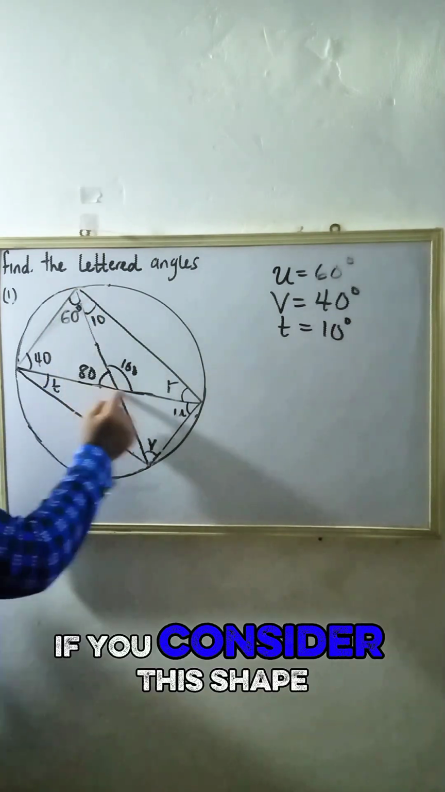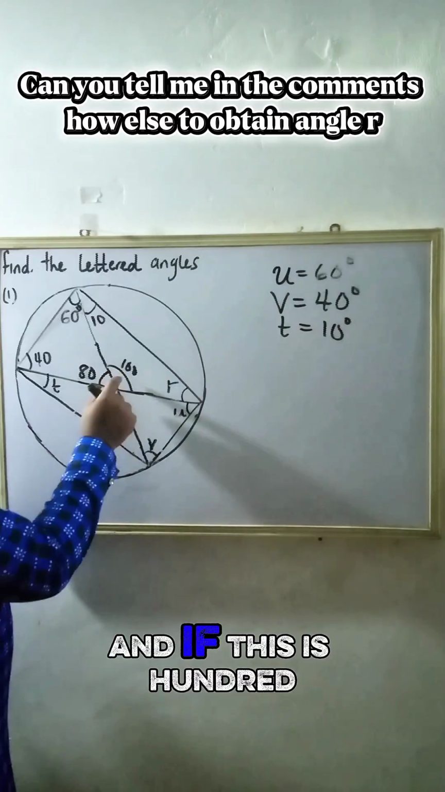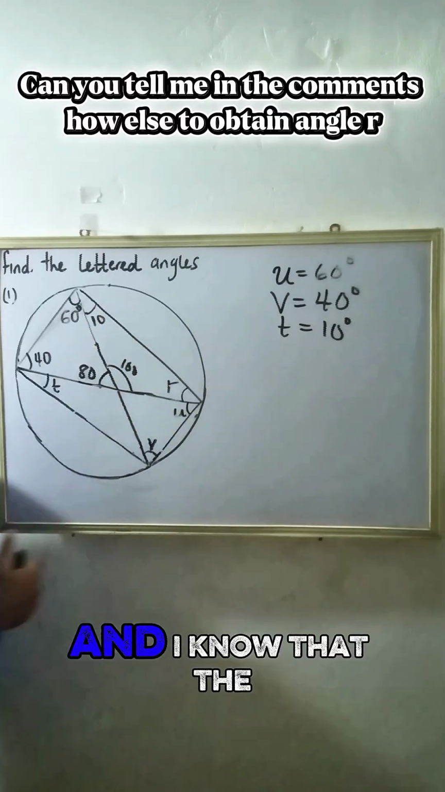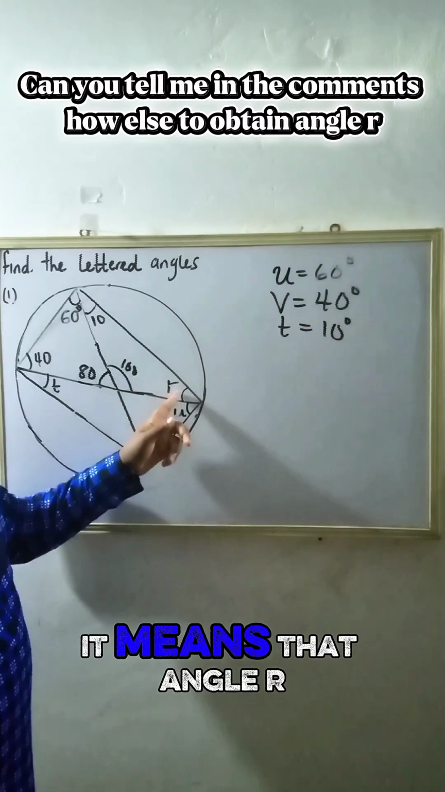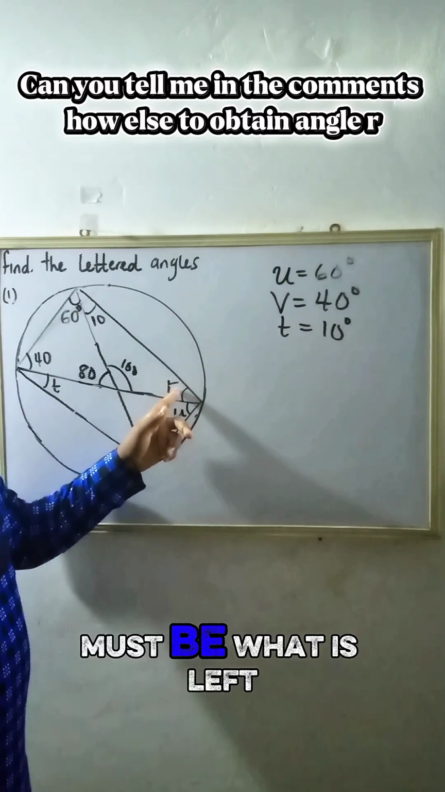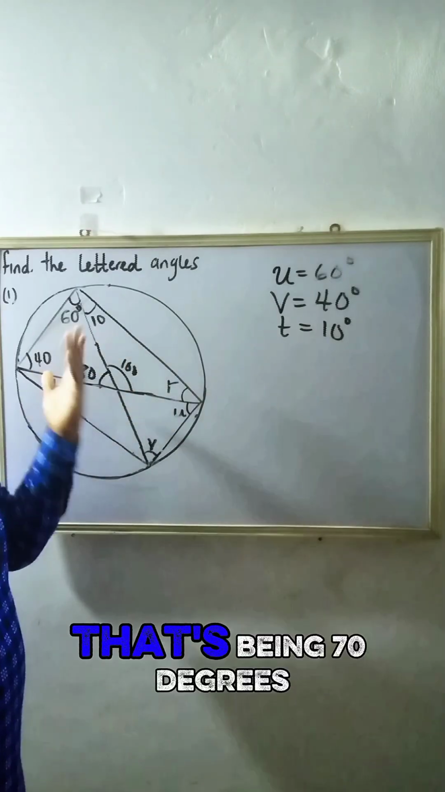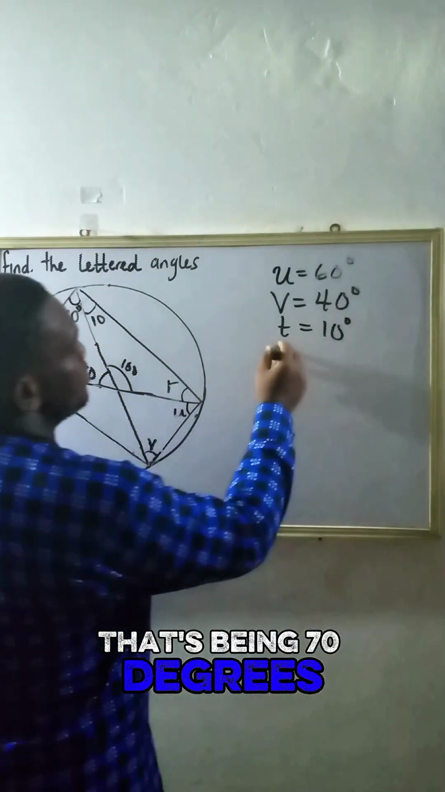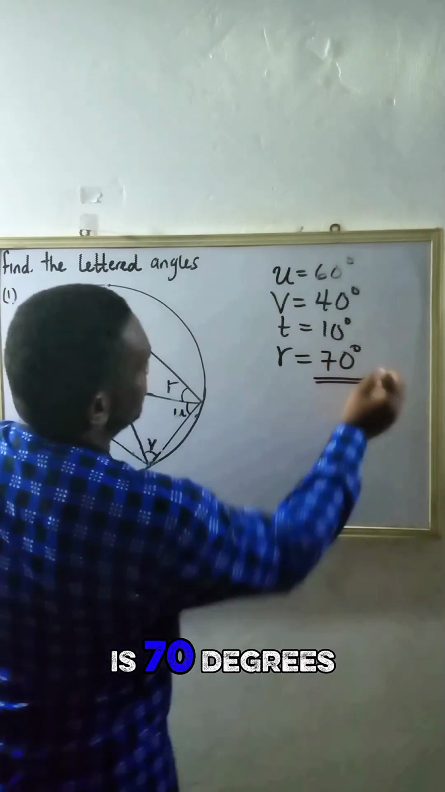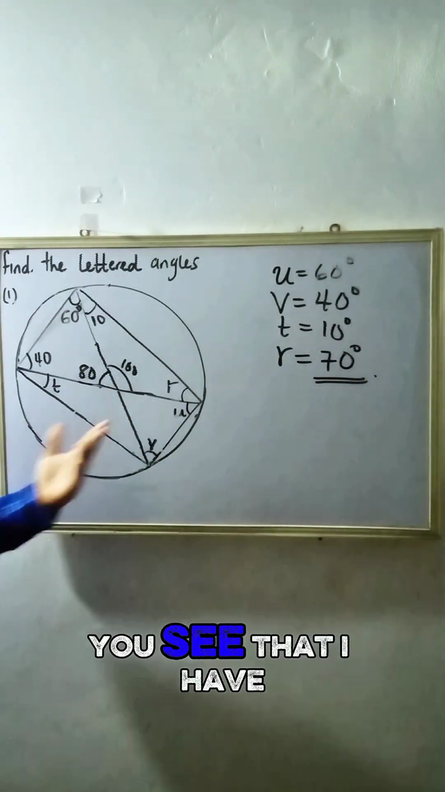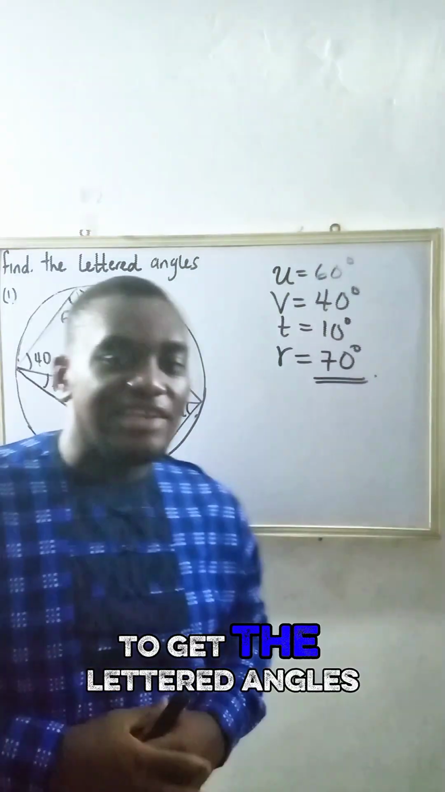Also, if you consider this shape, you have another triangle. And if this is 100 and this is 10, and I know that the sum of angles in every triangle is 180 degrees, it means that angle R must be what is left from 180, taking away 110, that being 70 degrees. So I just conclude R is 70 degrees. Okay, so you see that I have been able to apply theorem 3 to get the lettered angle.